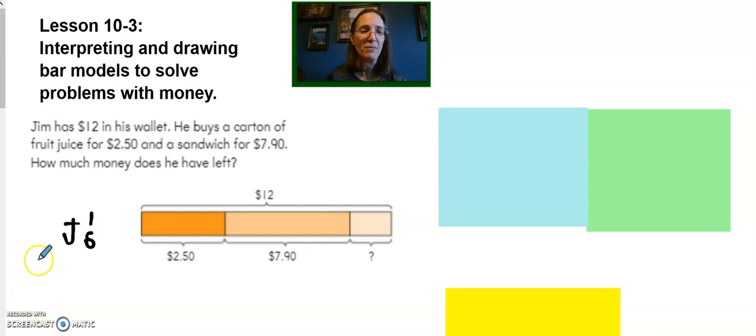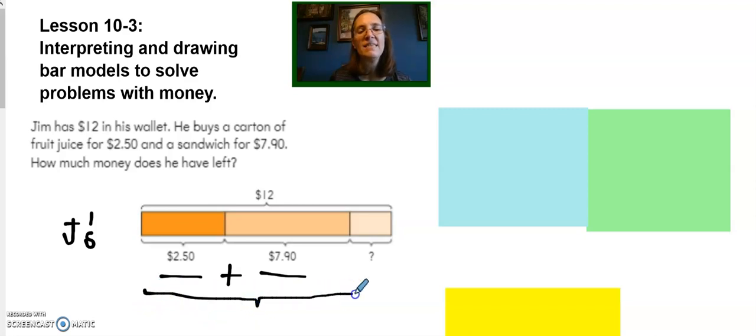Our first problem says that Jim has $12 in his wallet. He buys a carton of fruit juice for $2.50. I see that there, and that says plus to me. A sandwich for $7.90. How much money does he have left? When I look at this, I see the juice and the sandwich. I think that this is the first thing I have to figure out, and I'm going to do addition with that. But if I want to know how much he has left, I'm pretty sure I'm going to have to do some subtraction for step B.